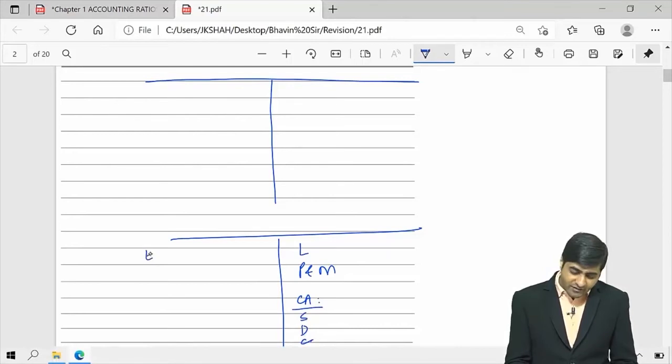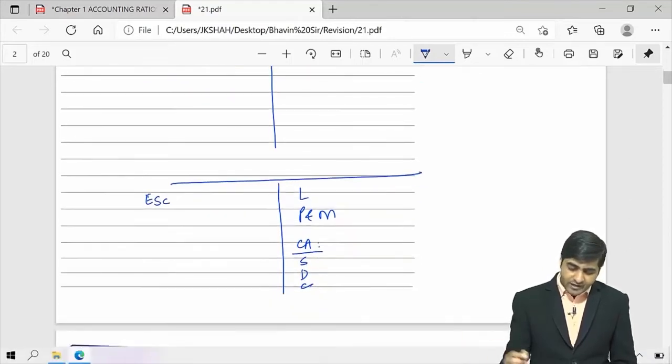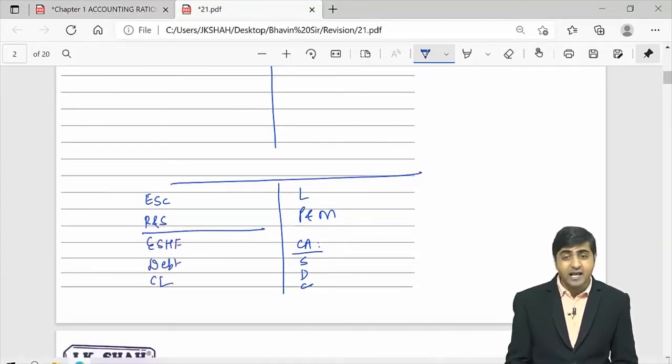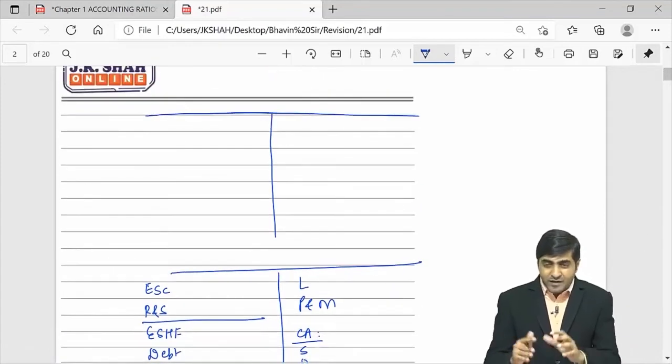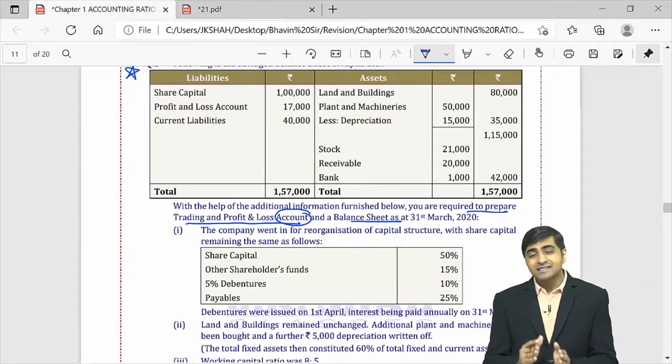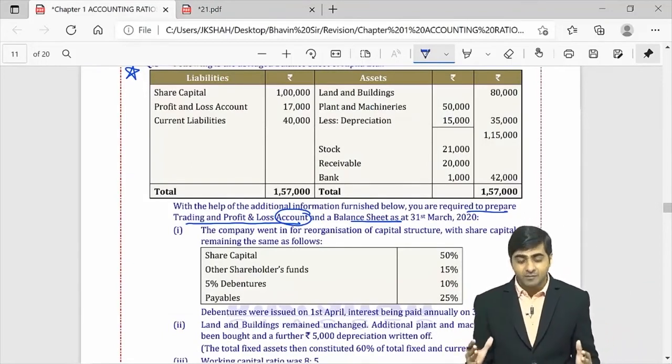On the liability side, we have equity share capital. Then guys, we have reserves and surplus. This total will give you equity shareholders funds. Then we have some loans or debt available. Then if there are any current liabilities. So guys, we have to first prepare the face of your trading P&L account and the balance sheet, and then we have to start with the figures which are readily available.